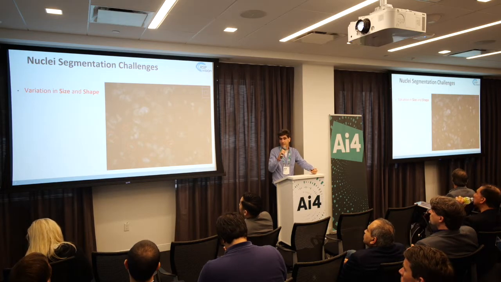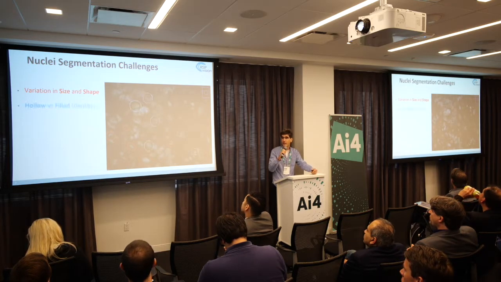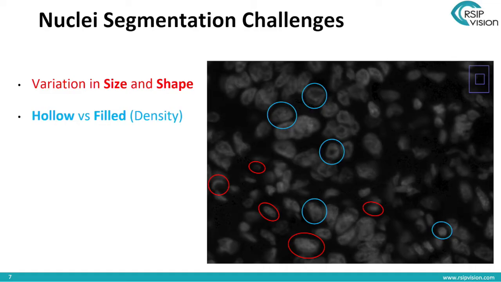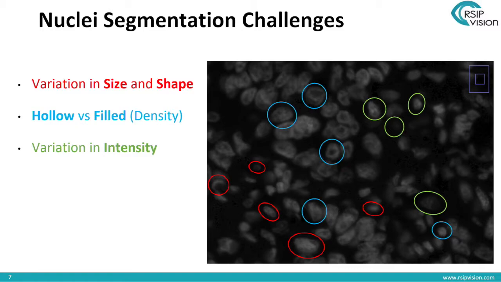Sizes and shapes can vary very much. There are hollow nuclei, there are filled nuclei. These appear very different from each other. Those are the blue ones. You've got variations in intensity. The lights are on, so maybe it's hard to see a lot of them, but suffice it to say that some of the green ones here are much weaker than the others.